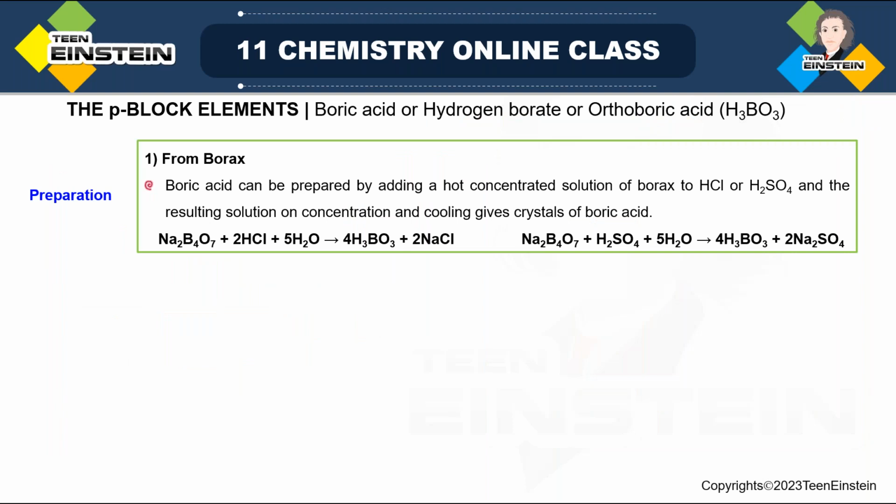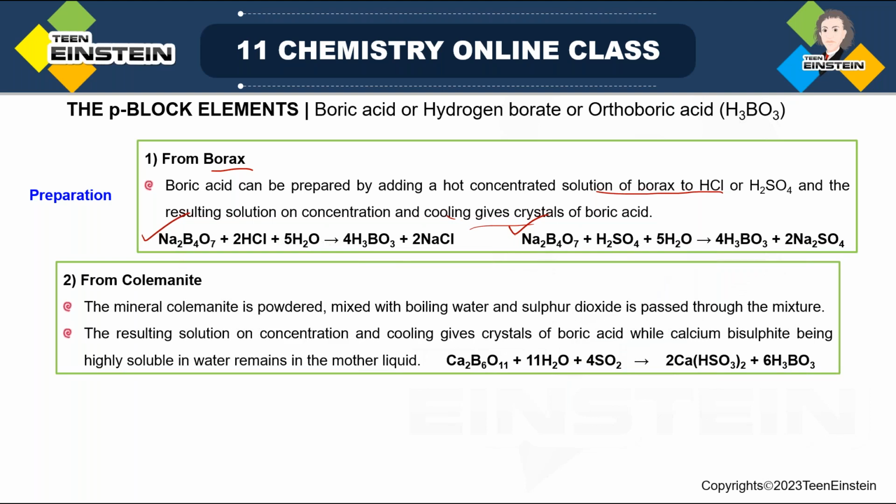Preparation method of H3BO3. See, this reaction, Na2B4O7 reacting with HCl, reacting with H2O. These two reactions you have already seen under the properties heading of borax. The same reaction we are now discussing under the heading of preparation method of H3BO3. Here the starting material is borax. So a hot concentrated solution of borax is treated with HCl or H2SO4. The resulting solution on concentration and cooling gives the desired product, which is H3BO3.